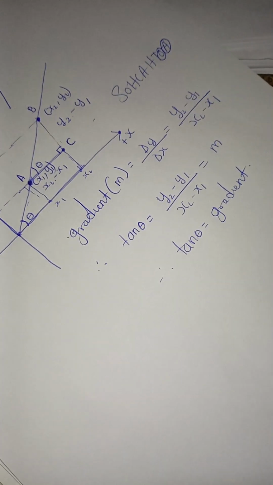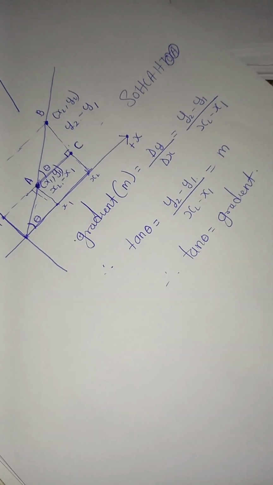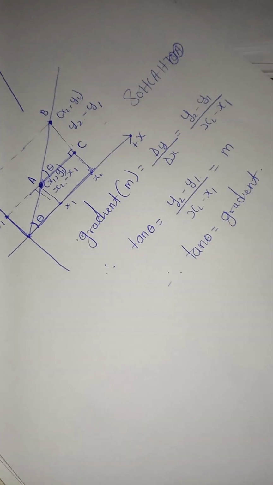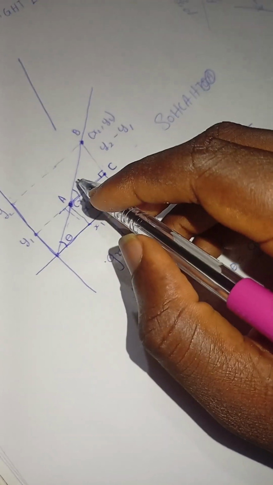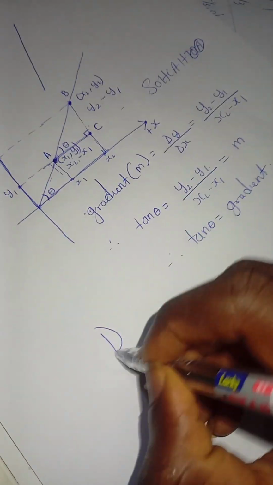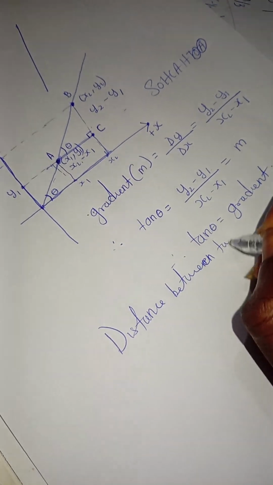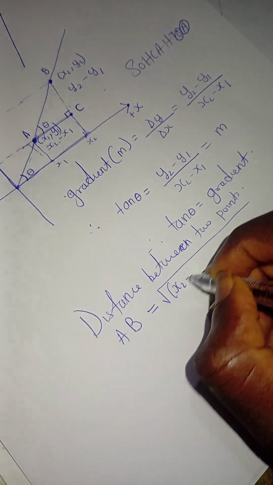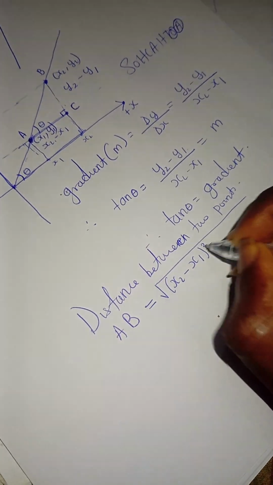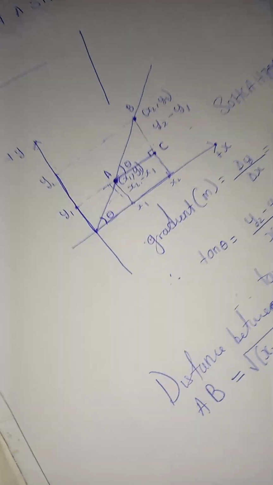So we have a few more things to know. Since you know this, you've gotten the foundation. What if they ask you in your question, find the distance between these coordinates A and B? What do you do? There is a formula for it. The distance between two points A and B is equal to the square root of (x2 minus x1) all squared plus (y2 minus y1) all squared. Now if you look very well, this is a Pythagoras triangle.